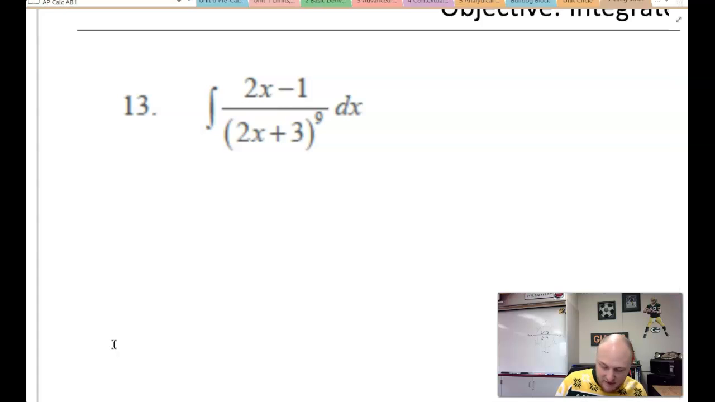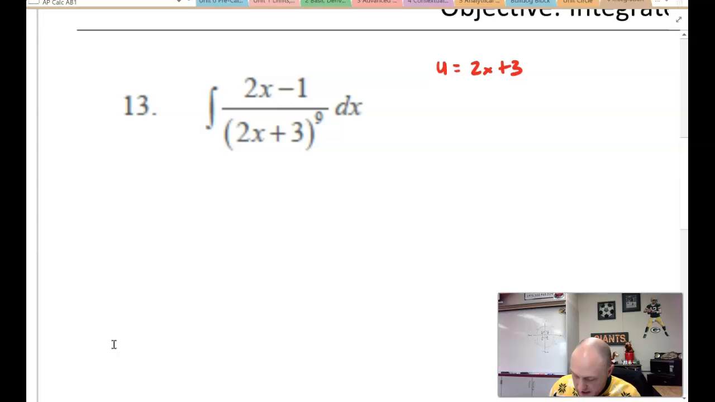In this case, if I was to make a u substitution and say I'm going to let u equal 2x plus 3, the derivative of that doesn't account for this x here, right? So I'm going to have to go ahead and use u substitution. I found what u is.